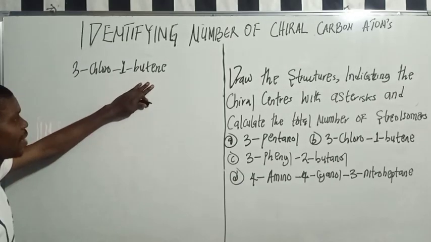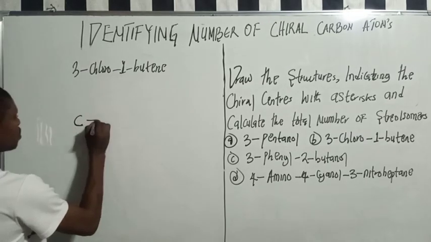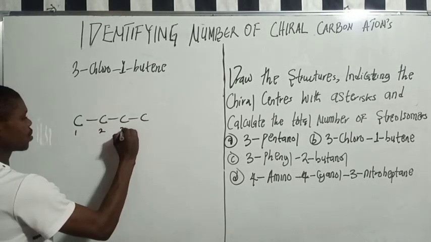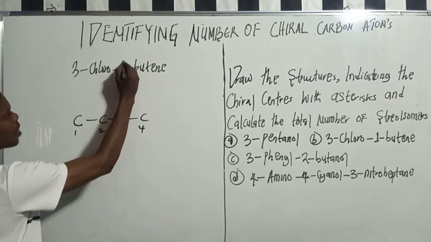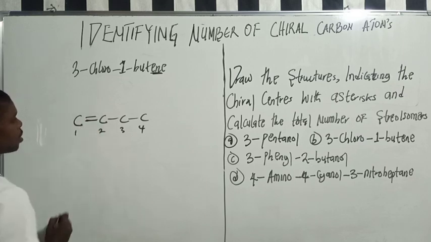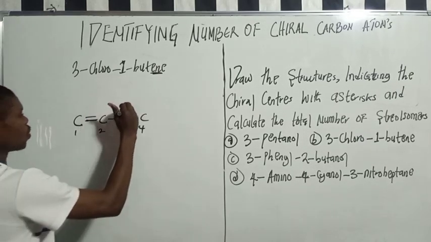So butene means what? There's a double bond, right? So here we have 1, 2, 3, 4, right? Now when we talk about 1-butene, the double bond is coming about at position 1. And when we talk about 3, that is where the chlorine is coming about, at position 3.